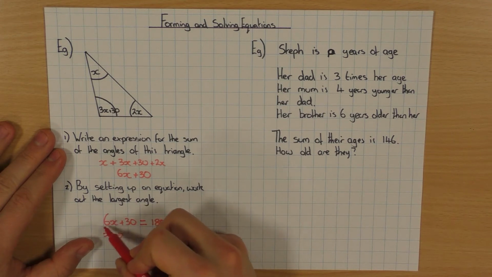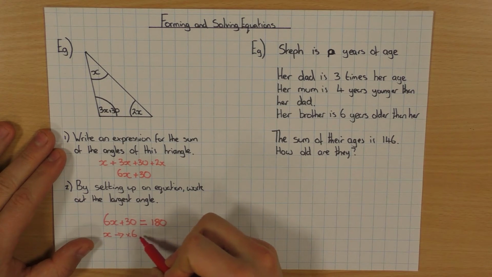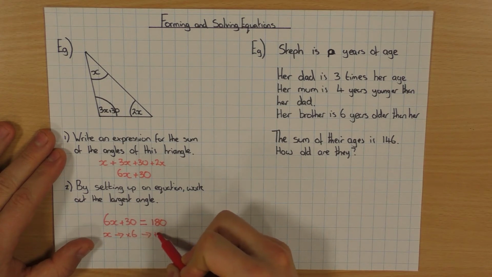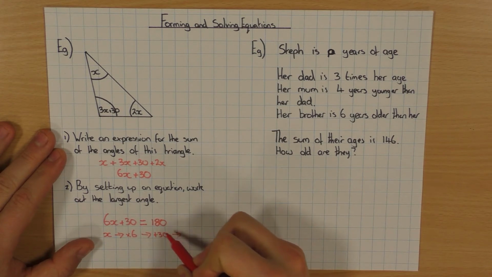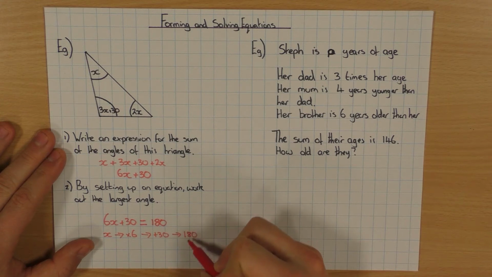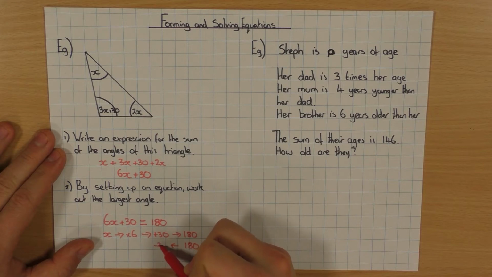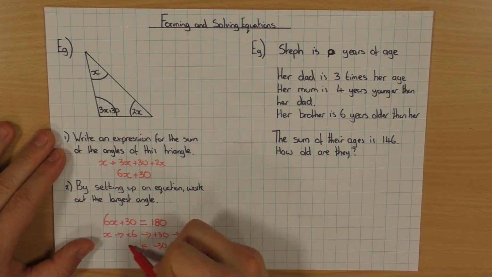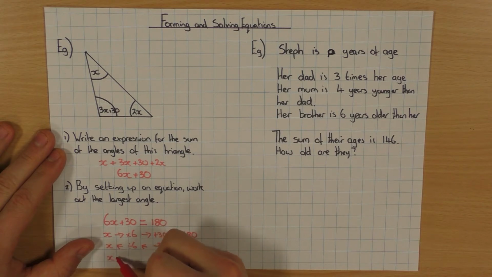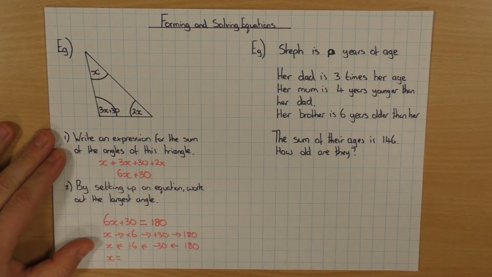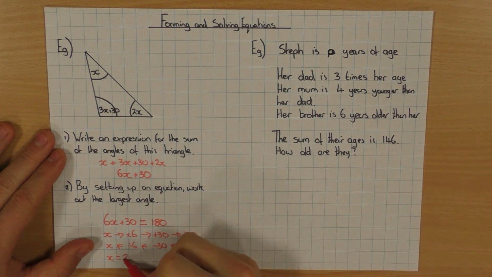So I start off with x, I times by 6, then I add 30, and I get 180. So let's go backwards by minusing 30, divide by 6, and back to x. Okay, so let's do that then. So 180 minus 30 is 150, divided by 6, 25.